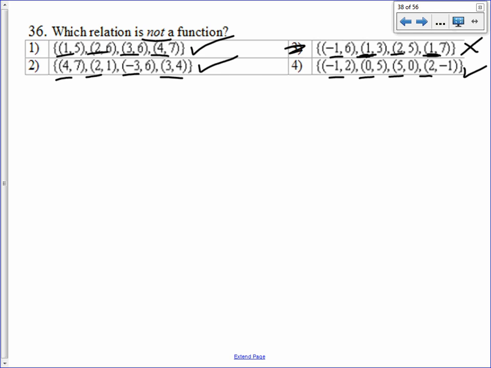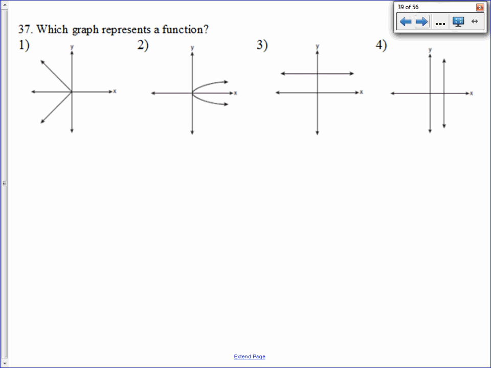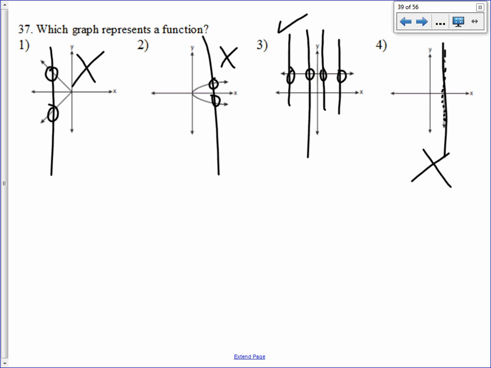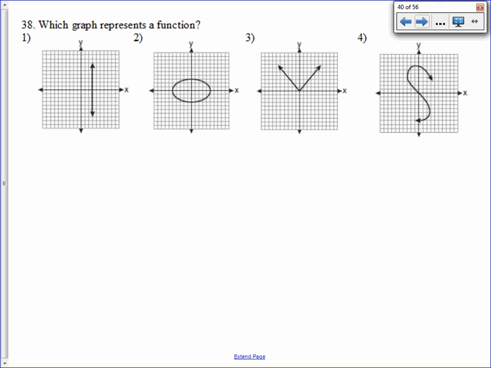For a graph, we do the vertical line test. If there's a vertical line that hits the graph more than once, then it's not a function. This one hits twice, not a function. This one hits twice, not a function. This one hits once. Any vertical line I draw hits only once. This vertical line hits an infinite amount of times, so that doesn't work. Choice 3 is the answer.